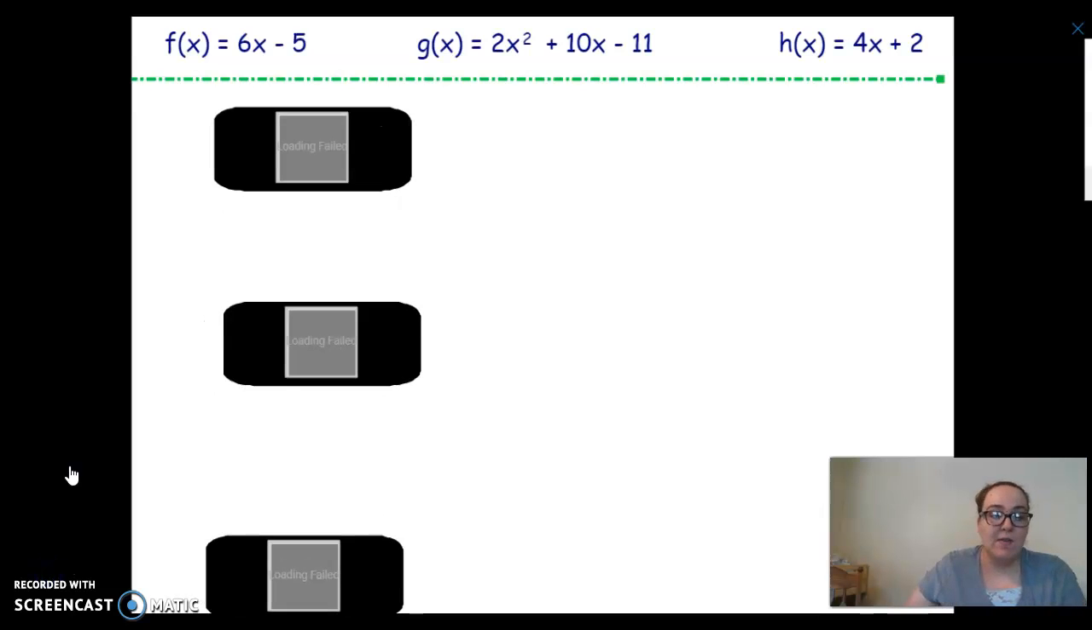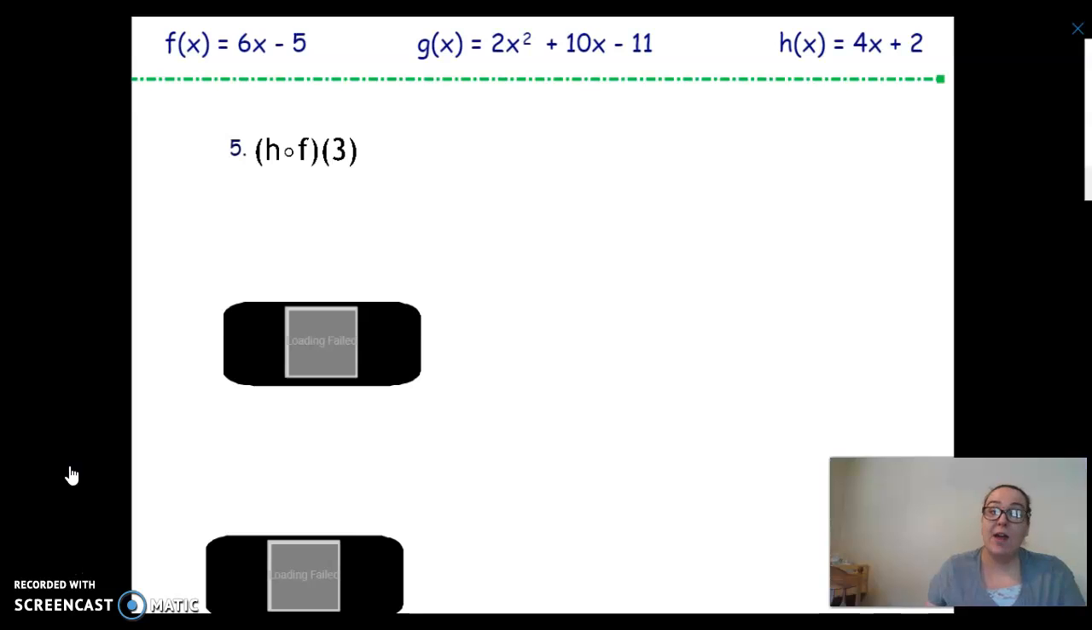Okay, so here I'm giving you 3 new functions, okay? And we're going to do essentially the same thing, all right? Working from the inside out. So pause and write down the functions. Here's the first question, but I am going to have you try this on your own, okay? So trying these on your own, starting with the inside of that h of f of 3, okay? And I will pause and play for each step.